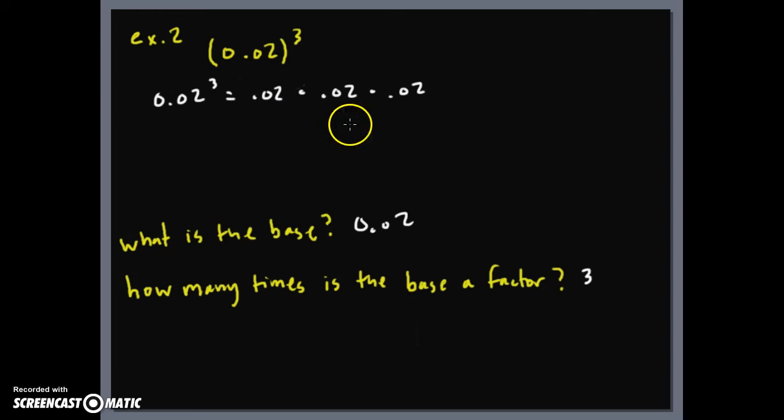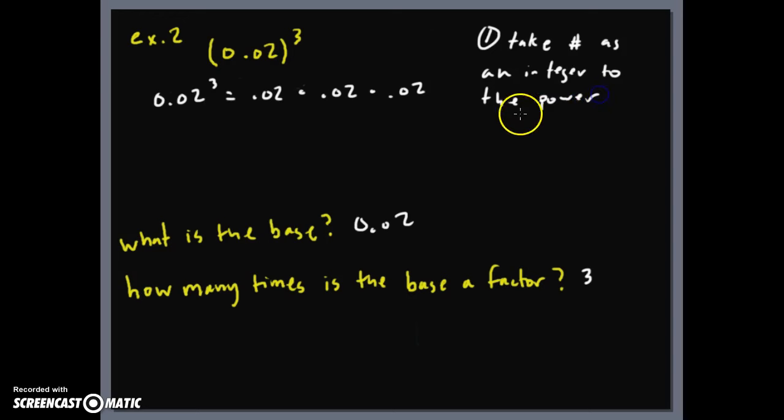And so there's a couple ways that you can solve these types of problems. One way is to just multiply 2 to the third power and then add the decimal places afterwards, and that's the way I'm going to show you. So the first way we'll talk about is to take the number as an integer to the power and add the decimal places after.